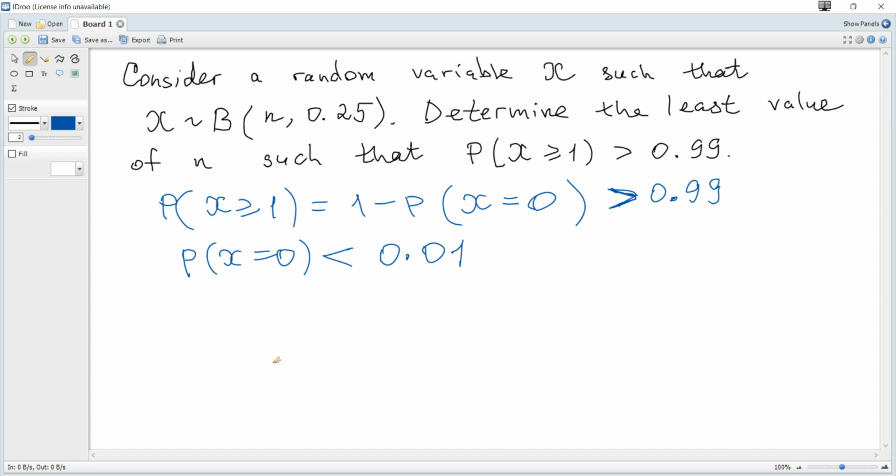for example, all balls are red. For example, if you need 5 balls, 4 red, 1 green, green may be on the first place, on the second, something like that. So there are some permutations. Here there are no permutations. So finally, it becomes 0.75 to the power of n, and it should be less than 0.01, and we should just solve this inequality. You may consider just equal.